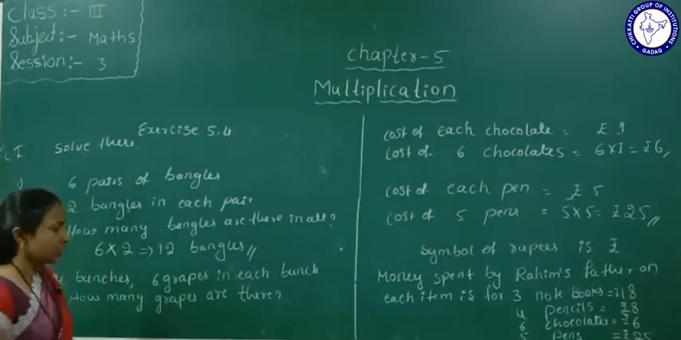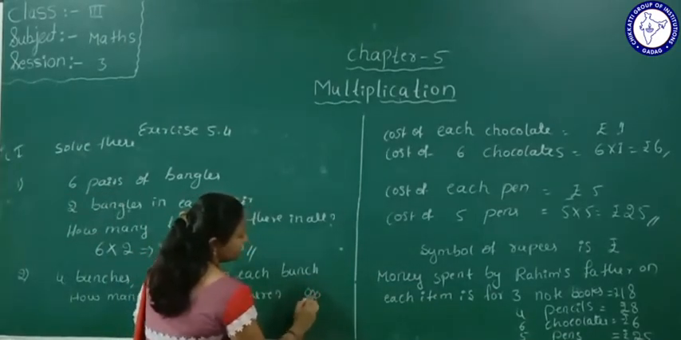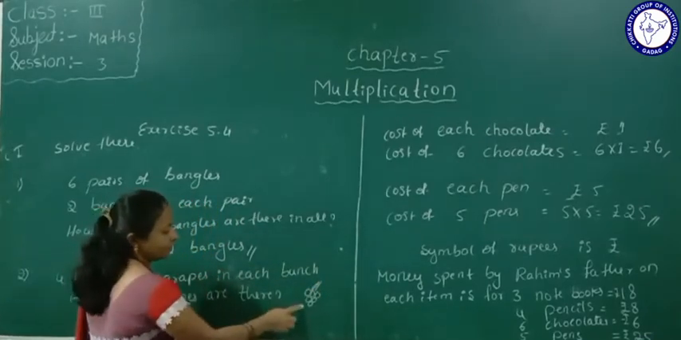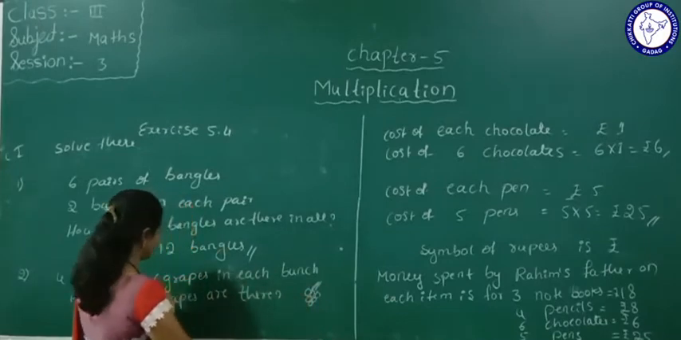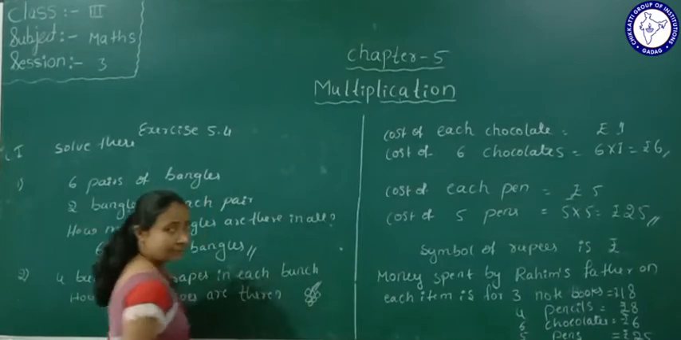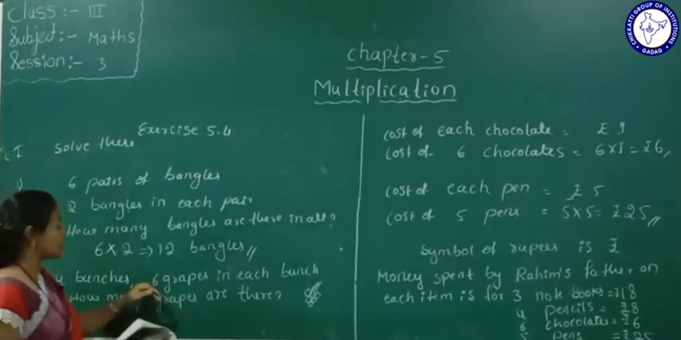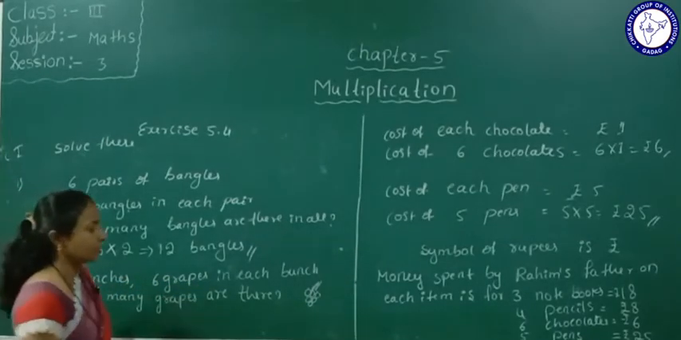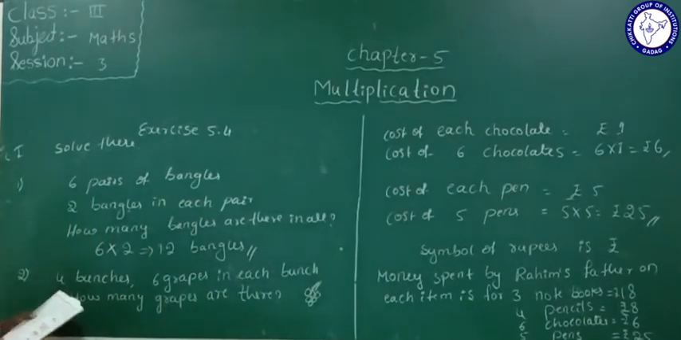Like see, this is one bunch. So in one bunch how many grapes are there? 1, 2, 3, 4, 5, 6 grapes are there. Okay, so 4 bunches of grapes, and 6 grapes are in each bunch. In each bunch how many grapes are there here? 6 grapes are there here. So what are we finding here?